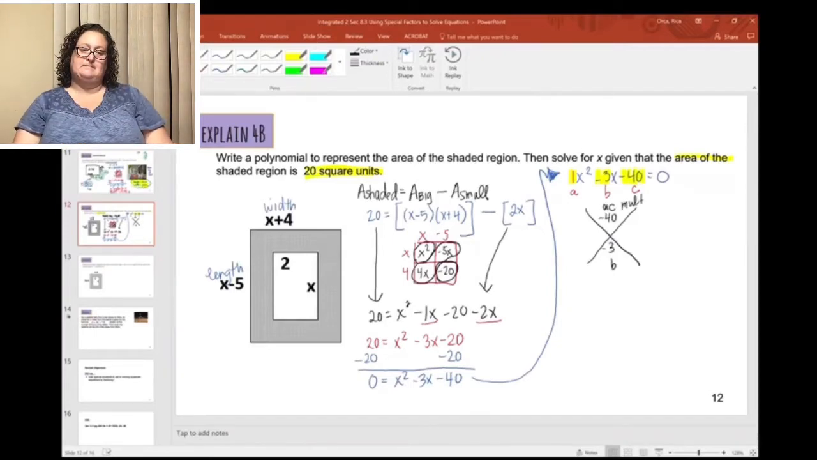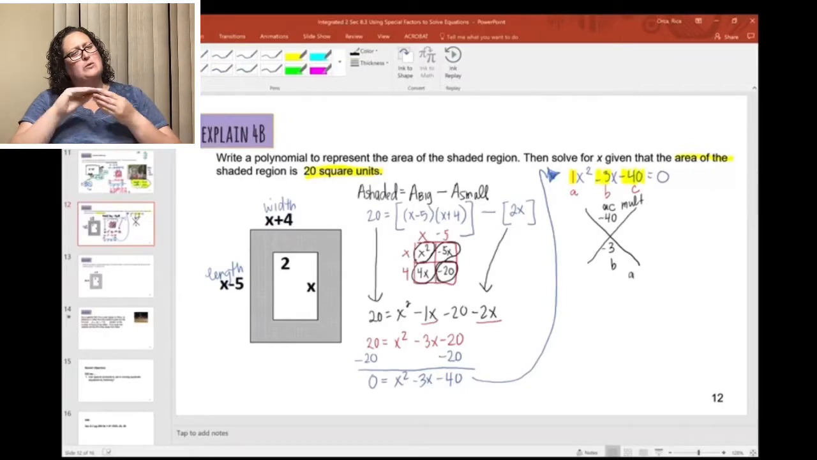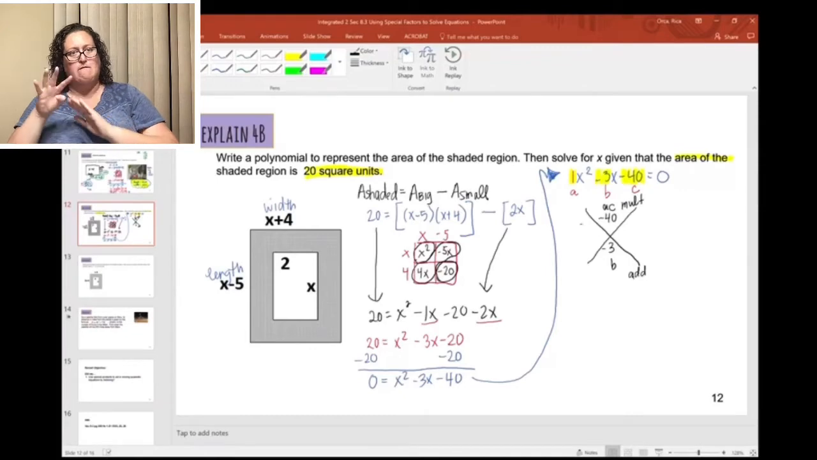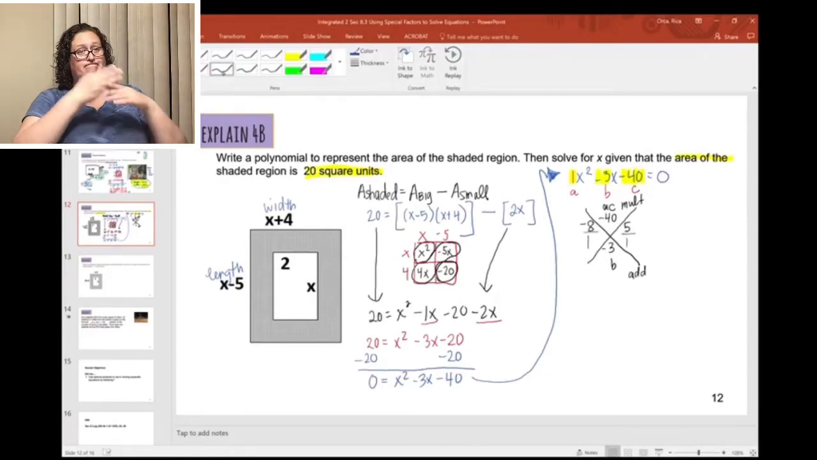Okay, class, we need to think of two numbers that will multiply to negative 40, but will add up to negative 3. I'll go ahead and give you some time to think about it. So the two numbers that will multiply to negative 40 but will add up to negative 3 are negative 8 and 5. Now take those numbers and divide by a. A is 1. And don't forget to put the x's at the bottom.